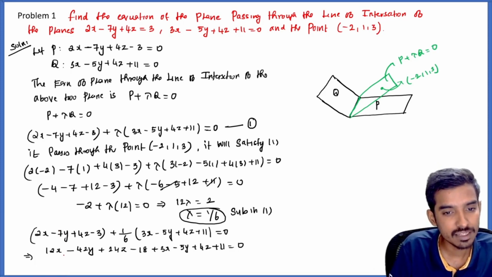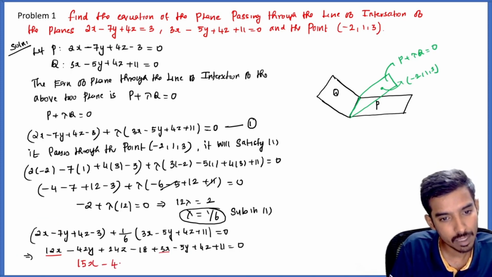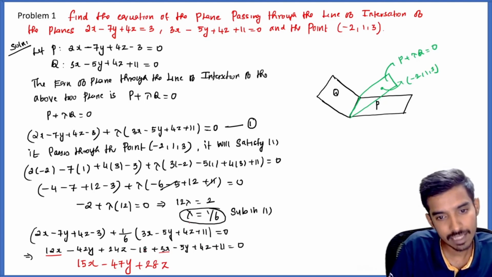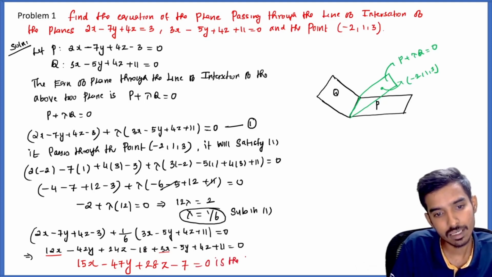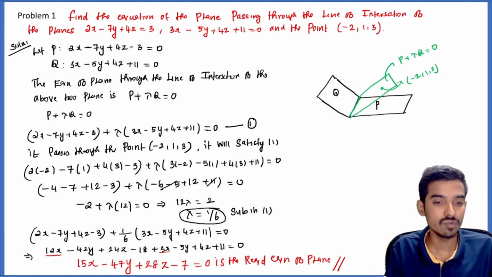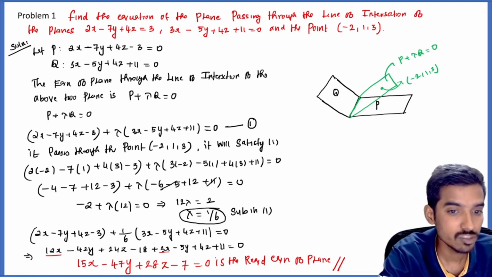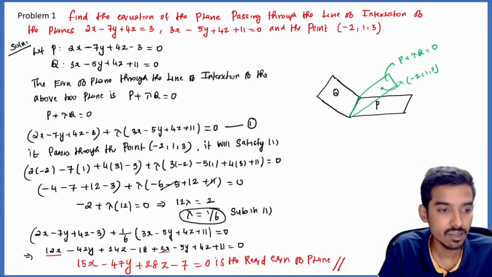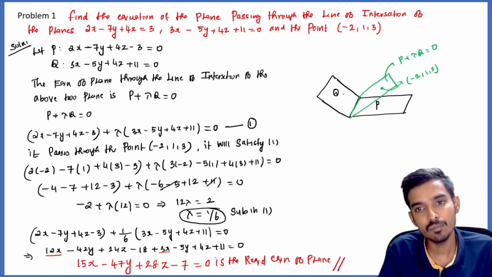The required equation of plane is, 12x plus 3x, so it will be 15x, minus 42y minus 5y, it will be minus 47y, 24z plus 4, so 28z. So here you will have minus 18 plus 11, which is minus 7, is equal to 0. That's it. So 15x minus 47y plus 28z minus 7 is equal to 0 is the required equation of plane. Very simple, right? So they are given P, they are given Q.